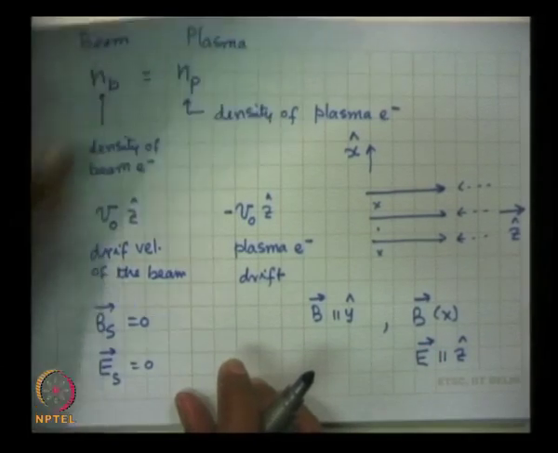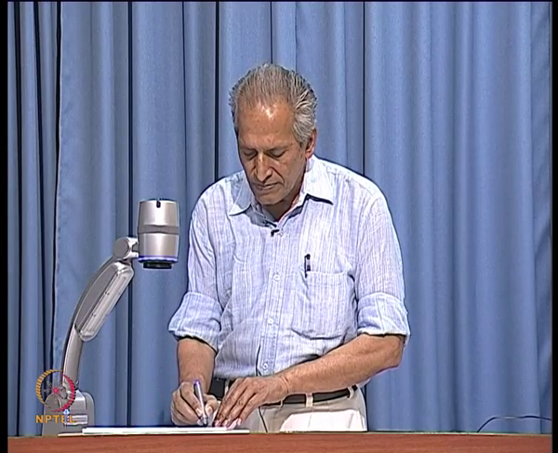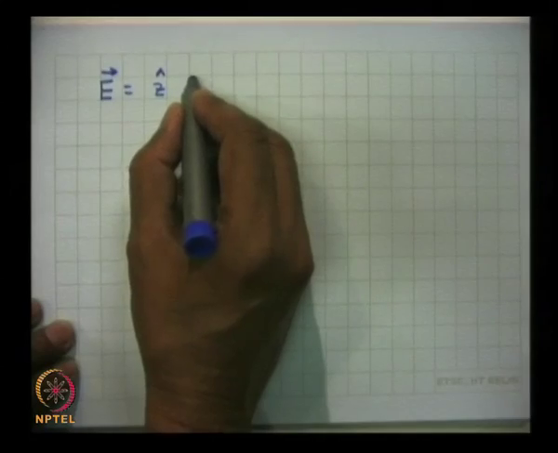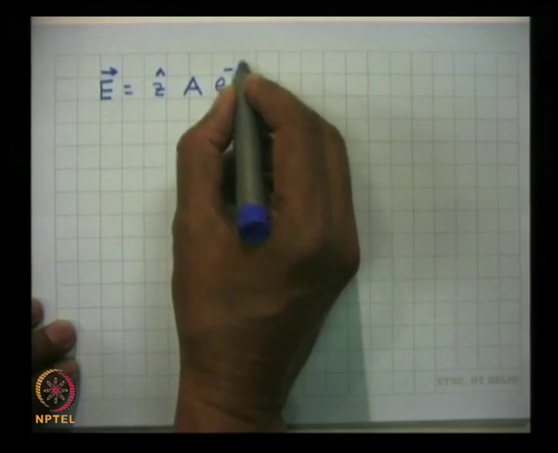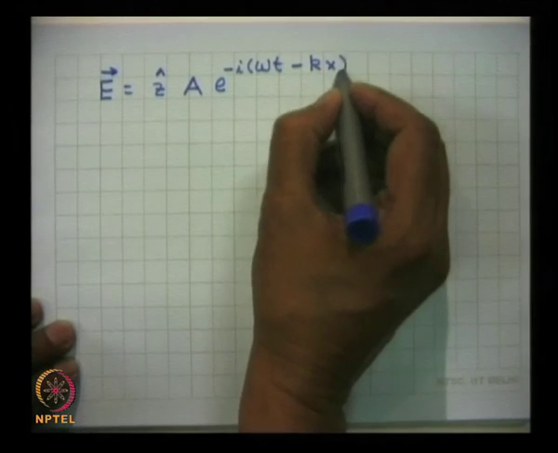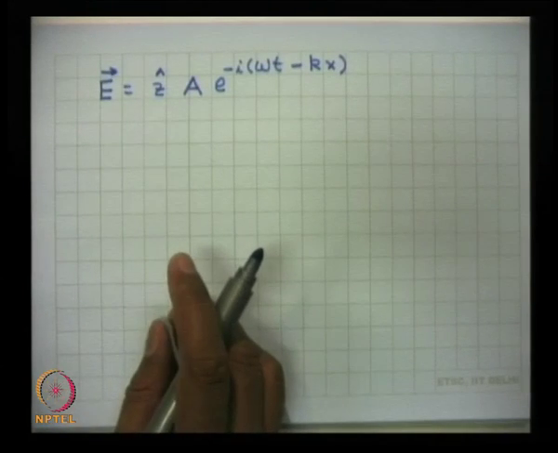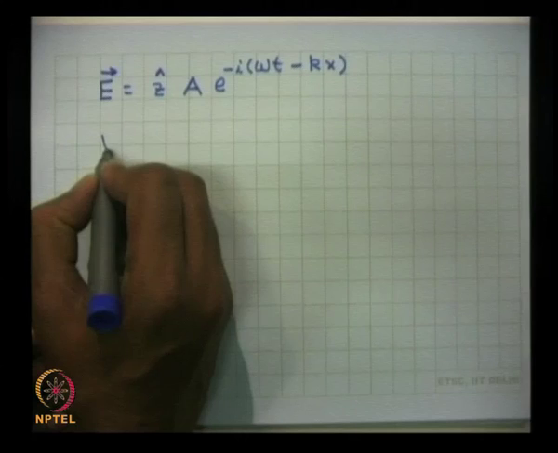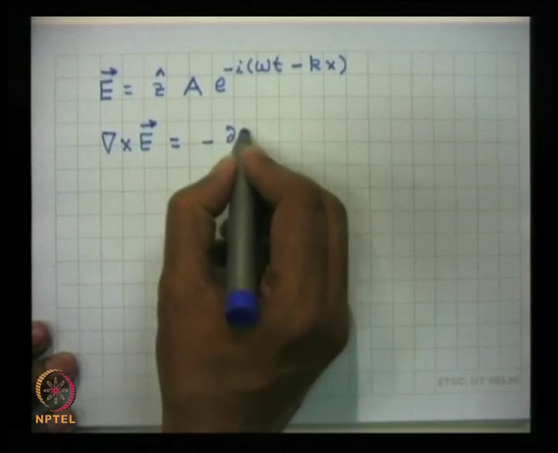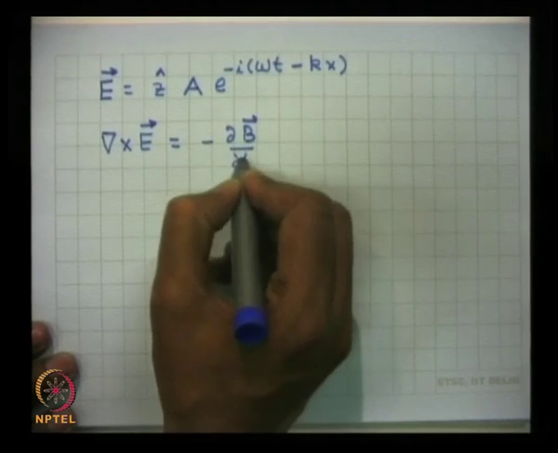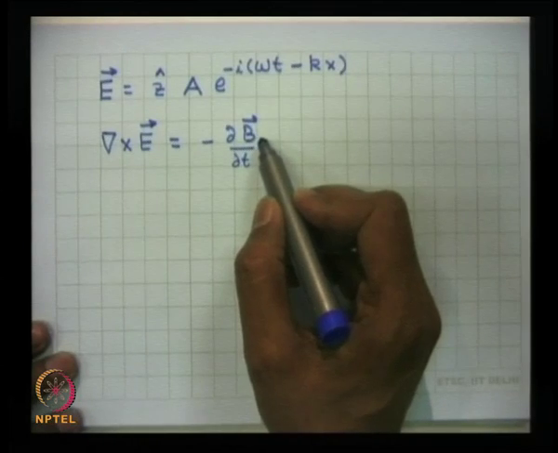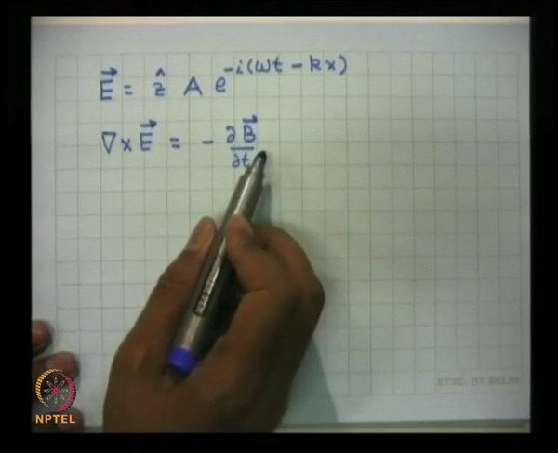So, let me consider the perturbation in the system. Let the electric field of the perturbation be polarized in the z direction and the amplitude be, suppose, A exponential minus i omega t minus kx. This is the kind of perturbation I want to consider. How about the magnetic field? If you examine the third Maxwell equation, curl of E is equal to minus delta B by delta t. If the electric field varies with t and x in such a fashion, then the B field should also vary in the same way, so that this equation is satisfied at all times and all values of x.